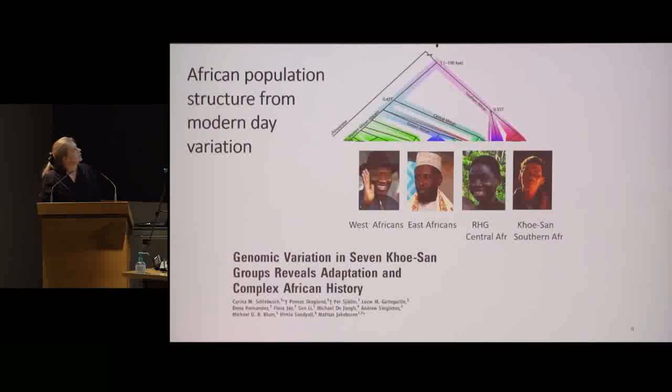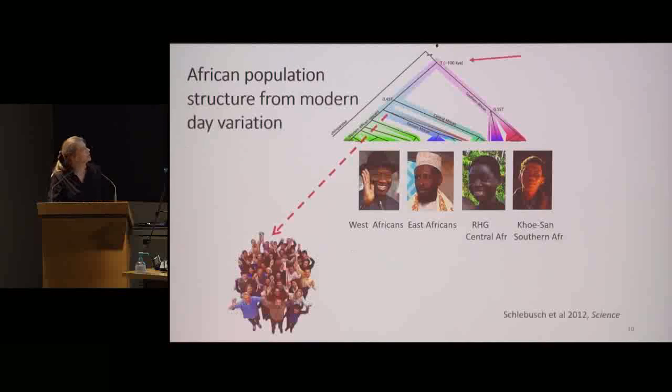So in this study, we basically came up with a topology of how different African populations are related to each other. What we saw is that if we represent populations in a tree, the first split is between the Khoisan hunter-gatherers from Southern Africa and basically the rest of all humans. Then we have a split between Central African rainforest hunter-gatherers and the rest of humanity. Then we have a split between East and West Africans, and all non-Africans are basically a subset of the variation that we see in Africa.